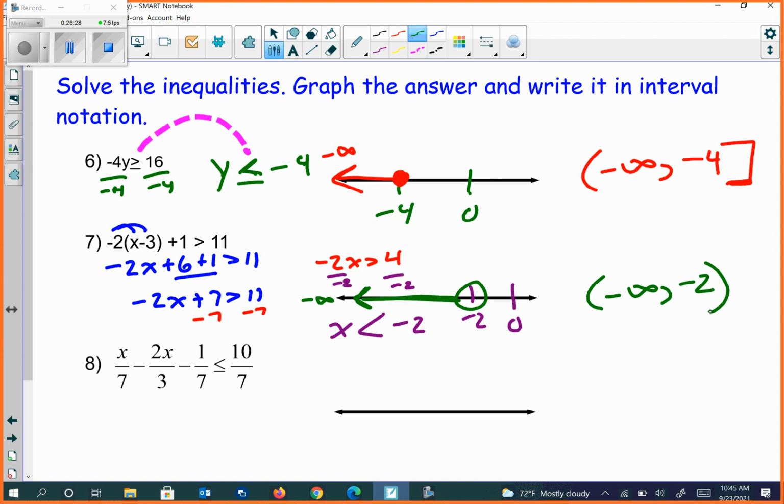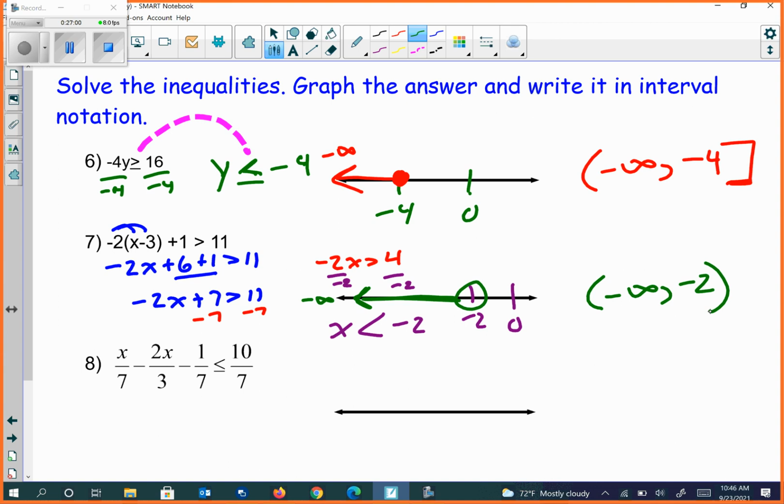Look at number 8. I'll just pause for a second and figure out this number 8. We have the fractions, don't we? So what should we multiply all 4 items by to get rid of those fractions? 6 won't work. 21 over 1. Yes, good. 21 over 1, or if it's a whole number, just 21.